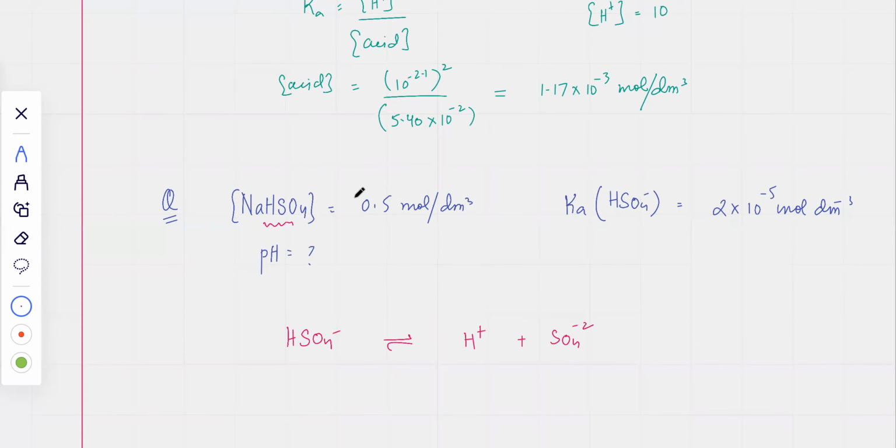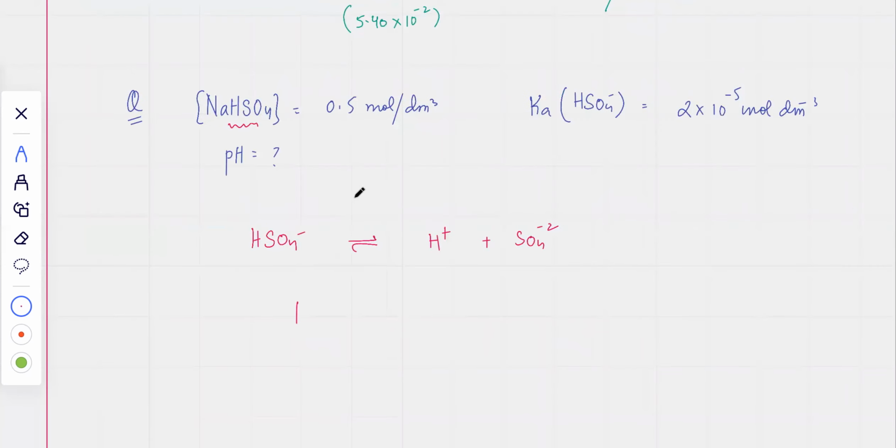So you can use the K expression, which is H plus 1 concentration squared divided by the acid concentration. And if I use that, I know the K value, which is 2 times 10 power minus 5. The H plus 1 concentration is squared here because this is the acid dissociation equation, right?